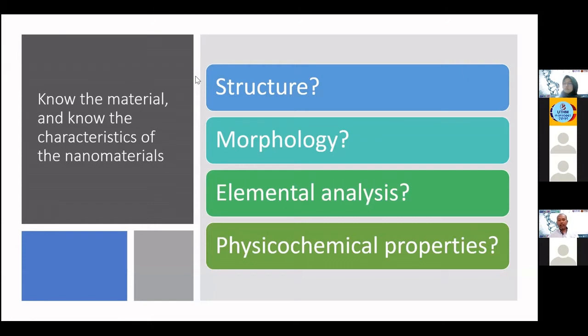Maybe for some materials the focus is not on the structure, just on morphology only. Maybe for some of them the really important thing is physical chemical properties, not the structure. So it depends on the material. Here I want to give you the typical characteristics for my research, for the materials that we develop in the lab: structure, morphology, element analysis, and also physical chemical properties. So you need to know your material and know the characteristics of the nanomaterial.